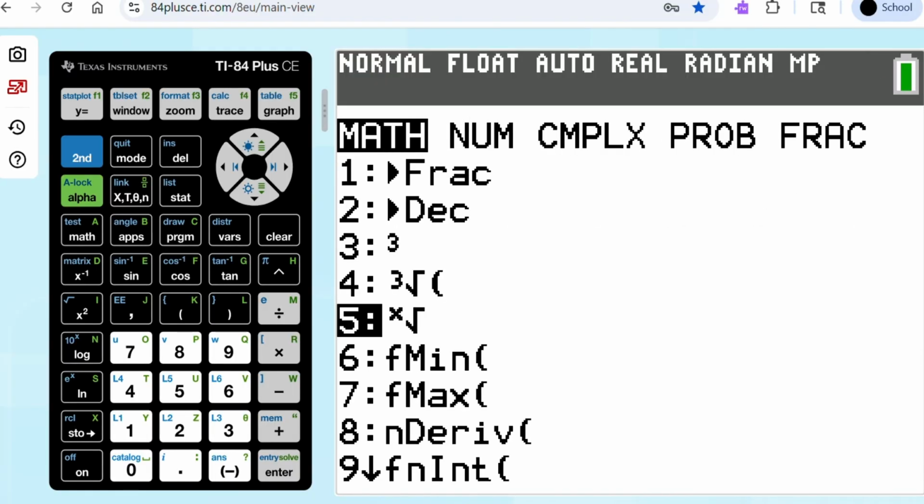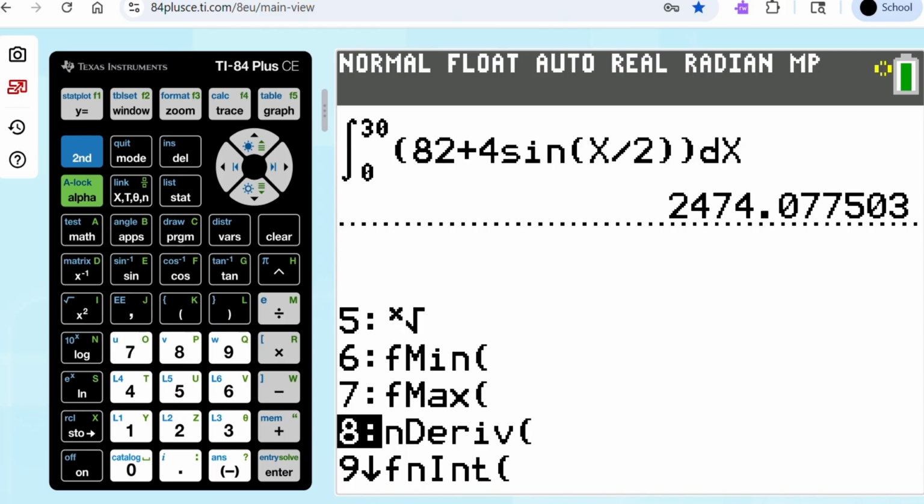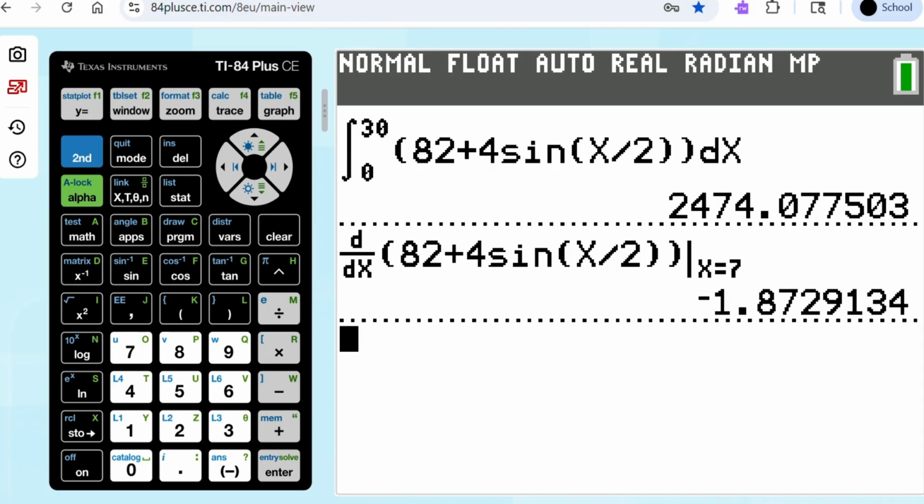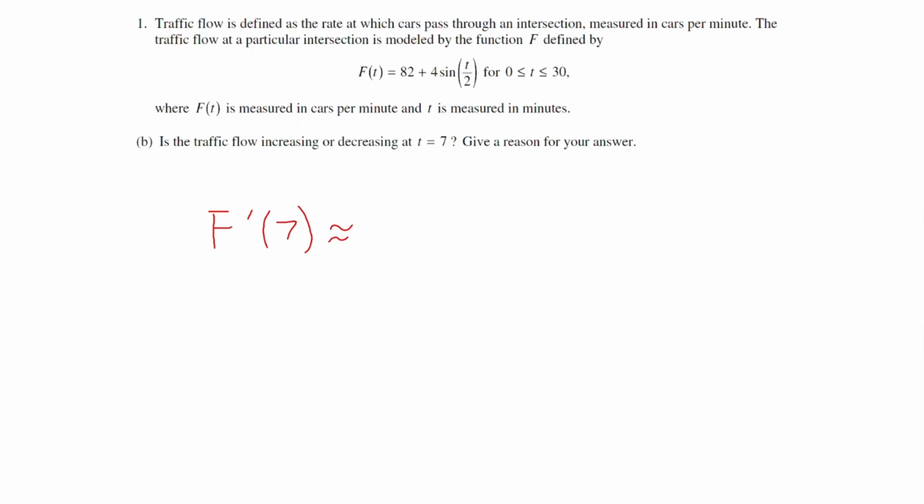We're going to hit math. We're going to go down to option number 8 this time, nDeriv. And we're going to do a derivative with respect to x of our function, 82 plus 4 times the sine of x over 2. And we'll evaluate it at x equals 7, because we wanted to know 7 minutes in. That gives us negative 1.873 when we round.